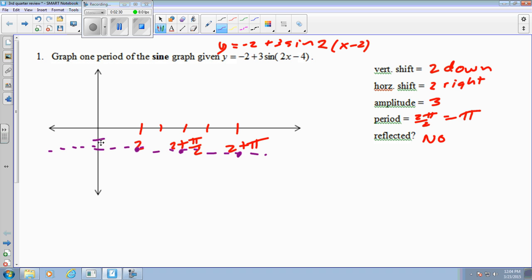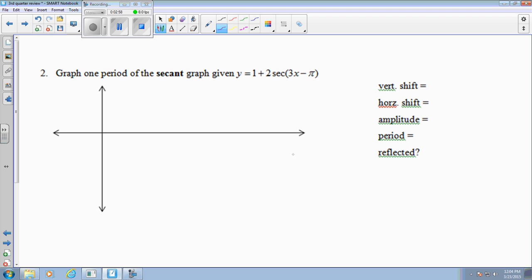Our amplitude is 3, so if we're at -2, we're going to go up 3. We would be at +1. And if we go down 3 from here, we're at -5. So our highest point is going to be up here. Our lowest point is going to be right there at 3 pi over 4. And so our graph is going to look like, might be prettier on your paper. Let's do the next one.